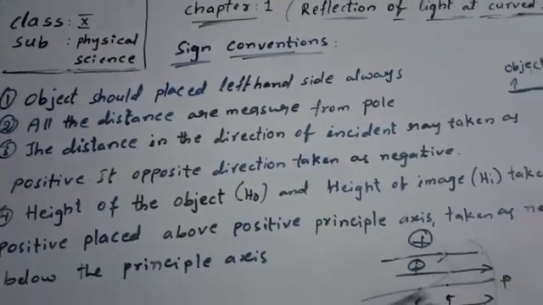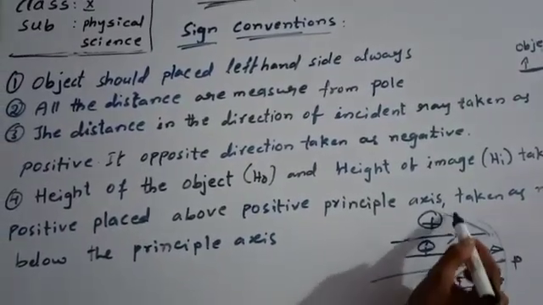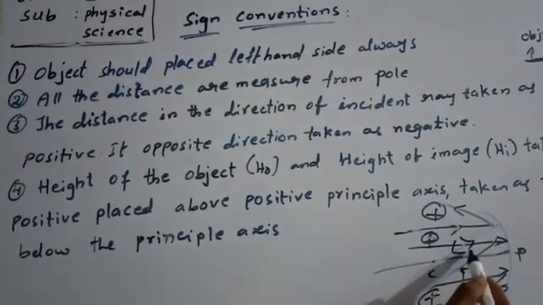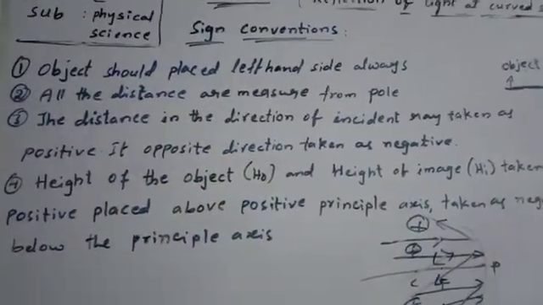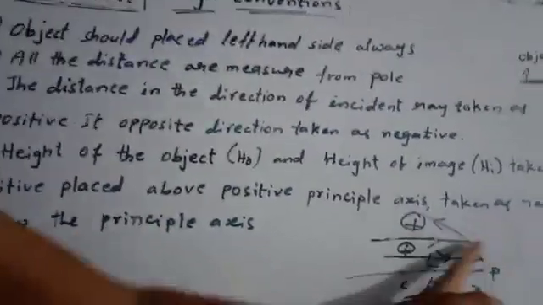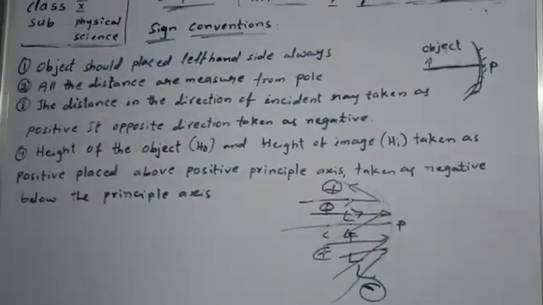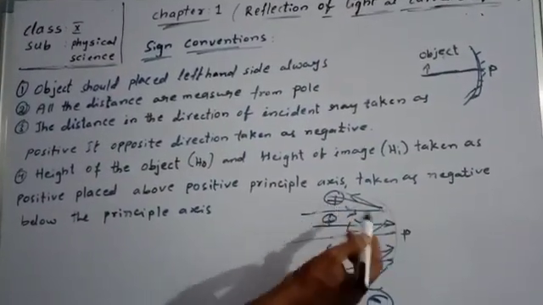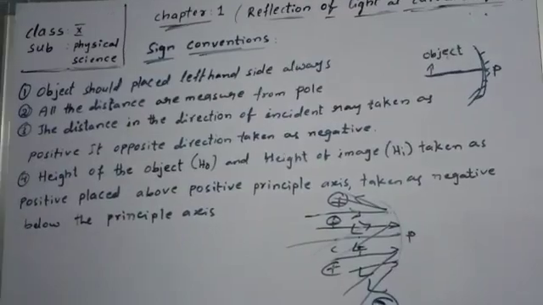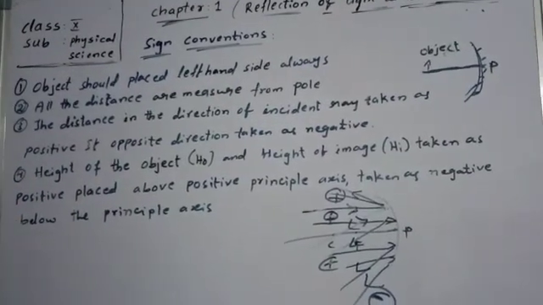And the distance in the reflected direction is negative. Remember, the incident ray direction we take as positive, and the opposite direction, the reflected ray, we take as negative. You have to remember that.